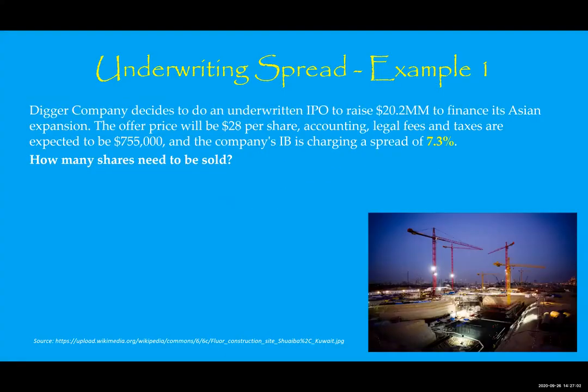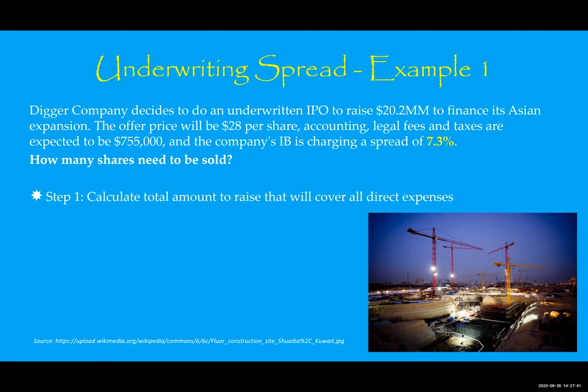So now let's turn to an example. Digger Company decides to do an underwritten IPO to raise $20.2 million to finance its Asian expansion. The offer price has been determined to be $28 per share. Accounting, legal fees, taxes are all expected to be $755,000, and the company's investment bank is charging a spread of 7.3%. So let's determine how many shares need to be sold for this IPO.